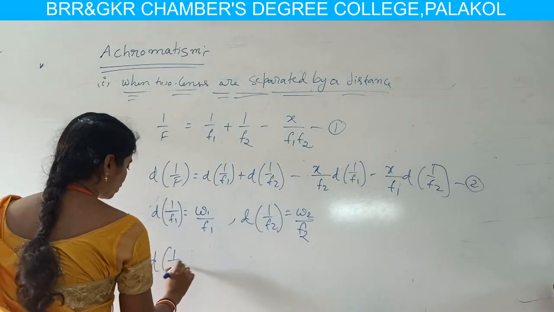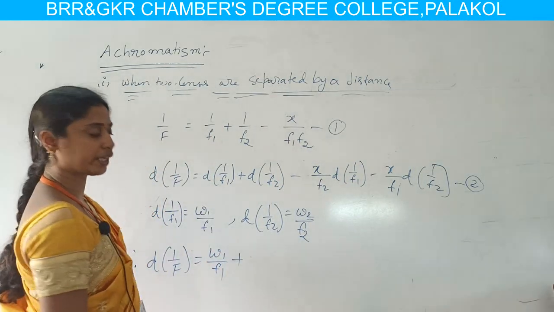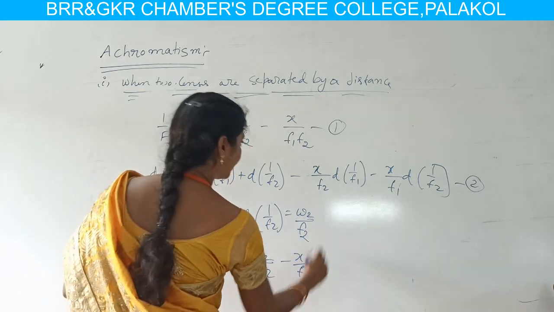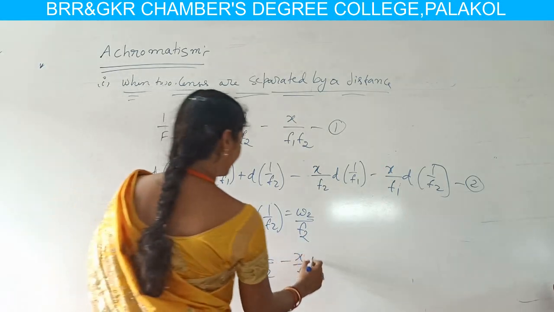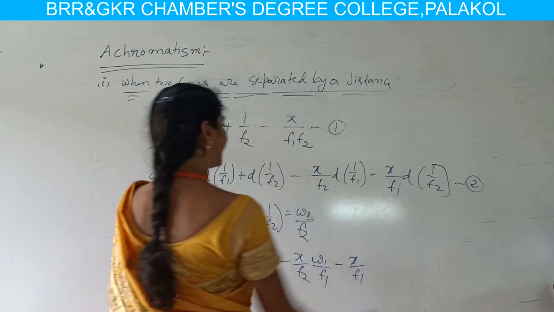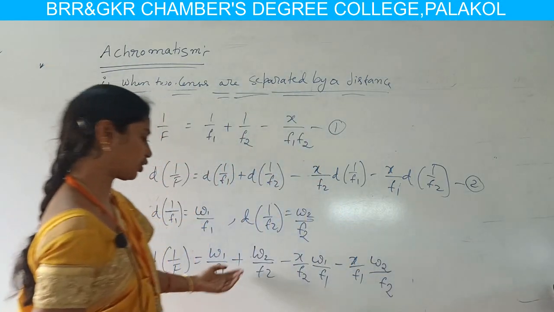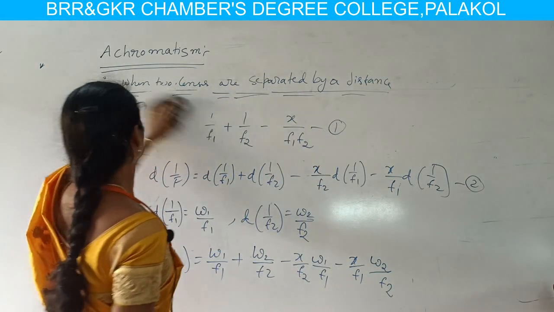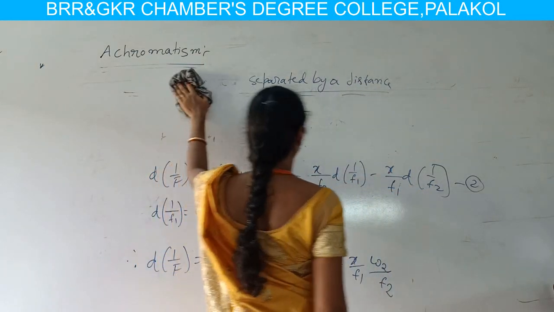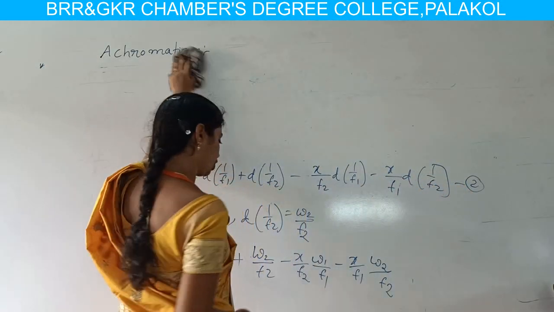d into 1 by f is equivalent to ω1 by f1 plus ω2 by f2 minus x by f2 into d into 1 by f1, again ω1 by f1, minus x by f1 into d into 1 by f2, again ω2 by f2. By substituting these terms the equation changes. We substitute the values of d of 1 by f1 and d of 1 by f2, then the equation changes in this manner.